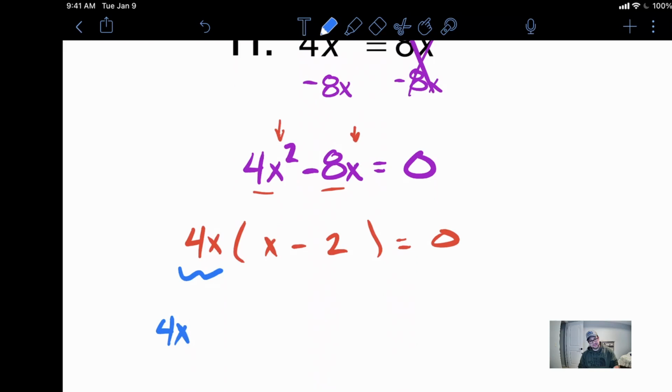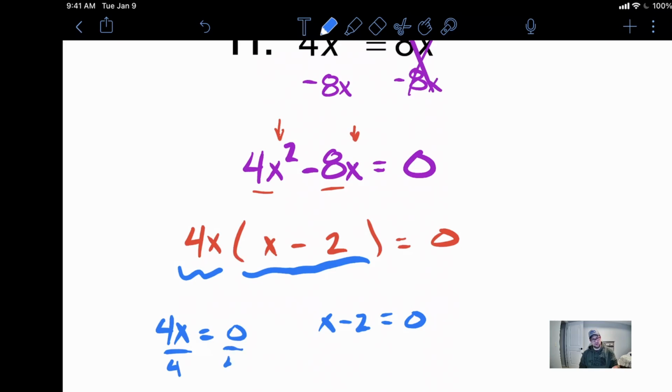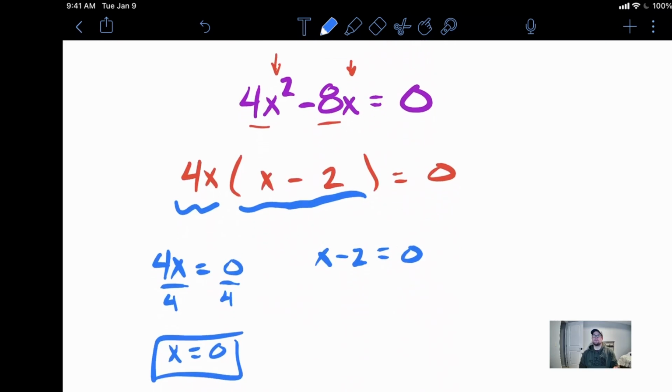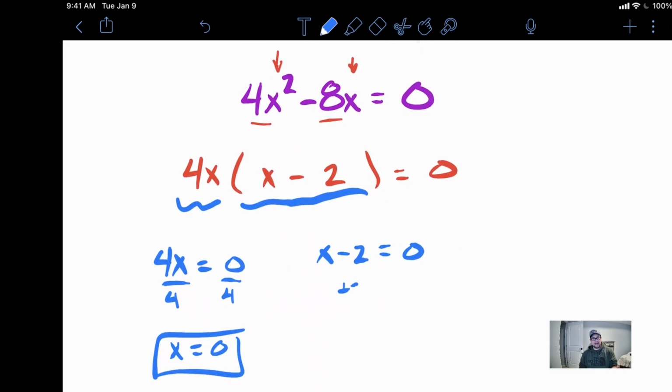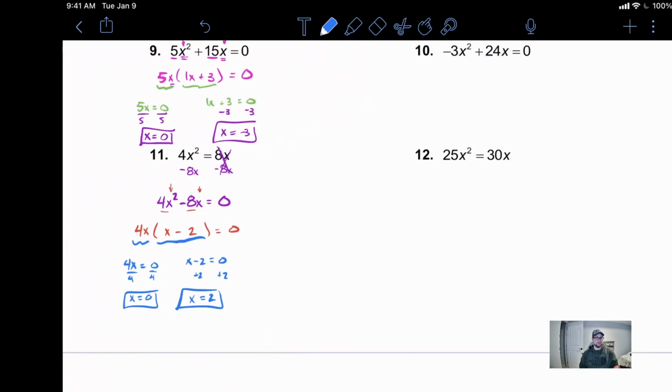So you're going to set it up and say 4x equals 0 and x minus 2 equals 0. And then you just want to solve. Divide by 4, divide by 4, x equals 0. On the other one, add 2, x equals 2. And you got your answer.